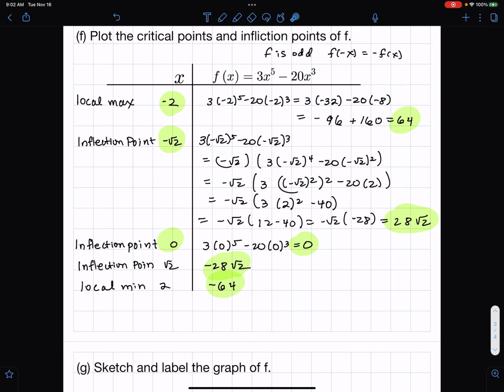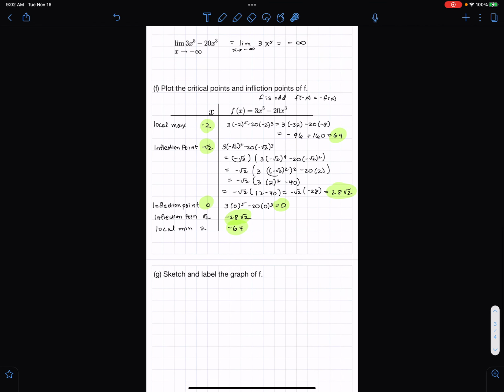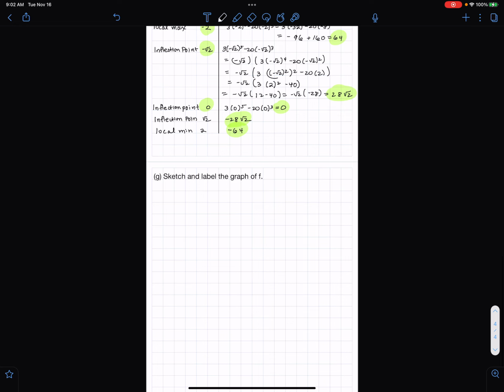But now if I sketch the graph, I guess what I want to do is not make the x and y axes to scale, because the y values are sort of large. That's pretty commonly done with graphing calculators or software: they sketch the graph, but they don't make the x and y to scale.